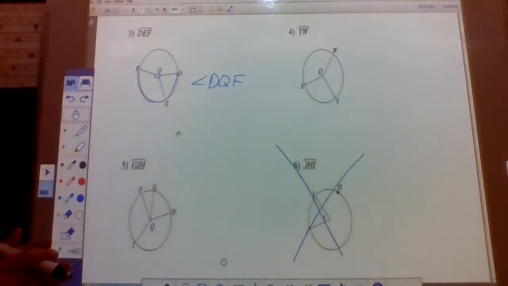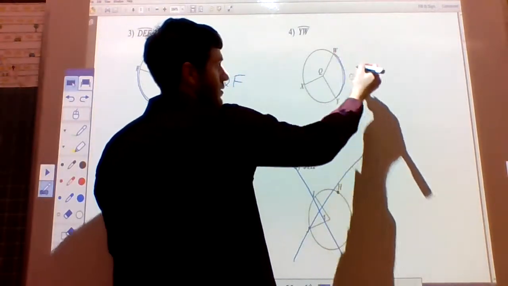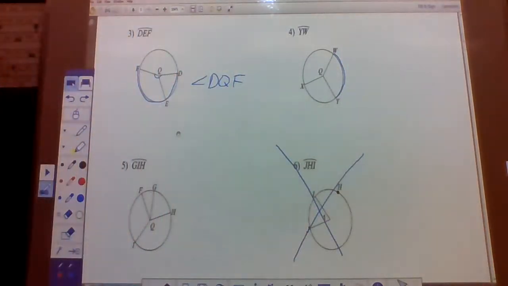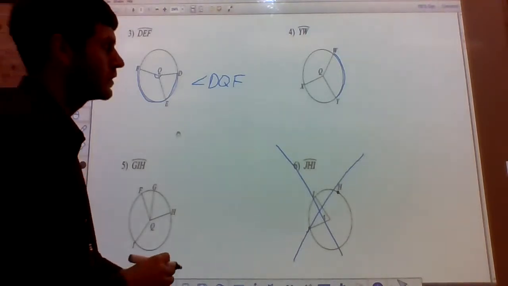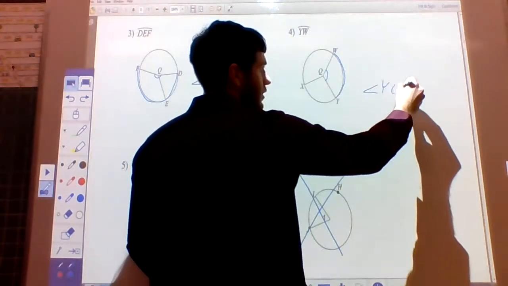Number 4, we have YW, so that's the minor arc. So we're just going the short way, shortest path along the circle between Y and W. And the central angle there is going to be this angle right here, which is angle YQW.